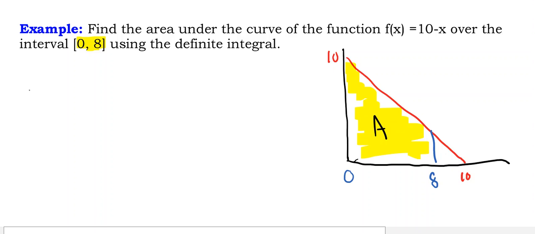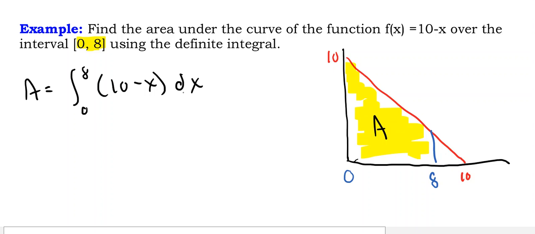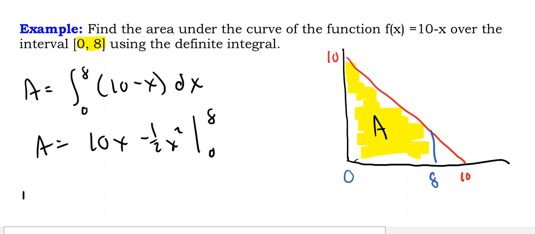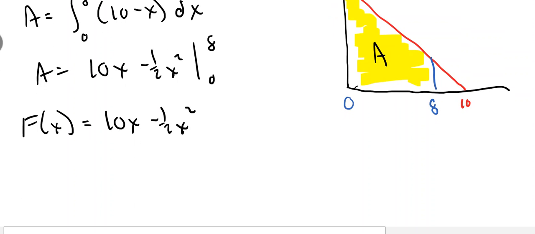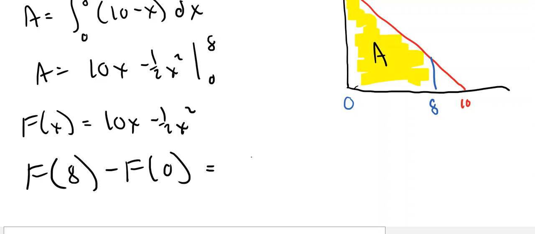And so the integral that we want to set up would be the integral from 0 to 8 of 10 minus x dx. And finding the antiderivative of that, we will have 10x minus 1/2 x squared evaluated from 0 to 8. So once again, in Desmos, capital F of x is 10x minus 1/2 x squared. And then you're going to find capital F of 8 minus capital F of 0, and that area should come out to be 48.